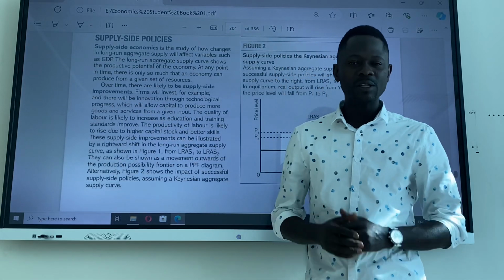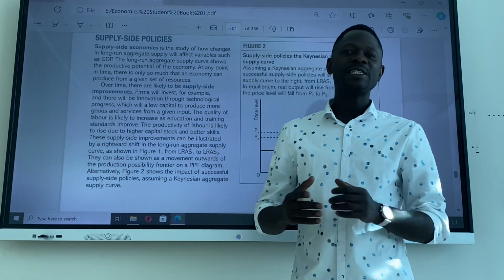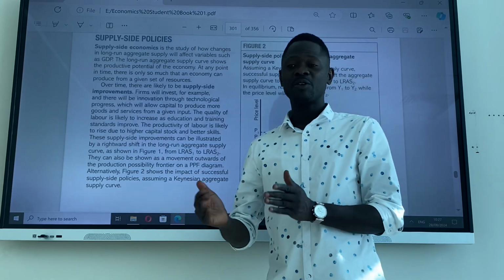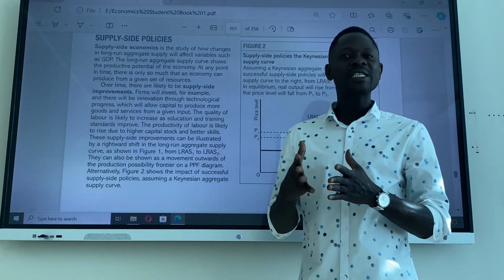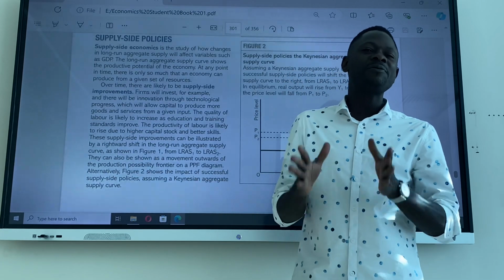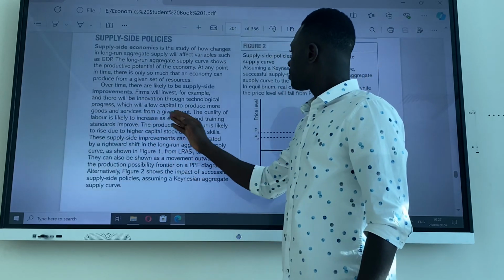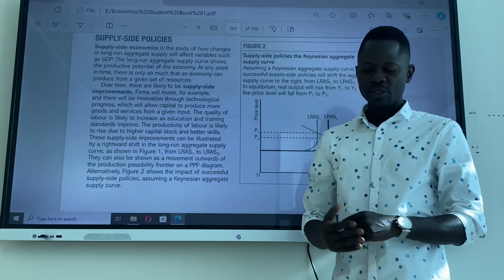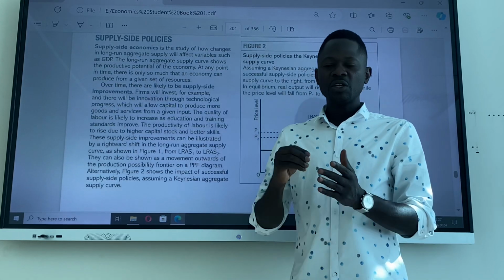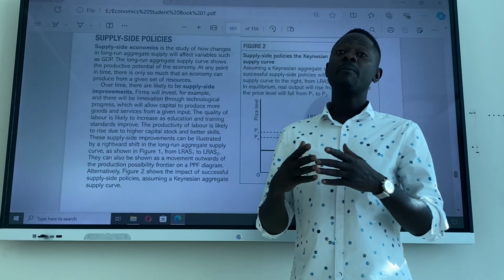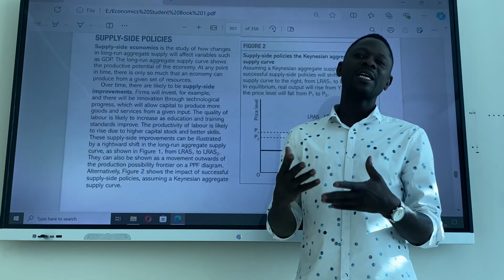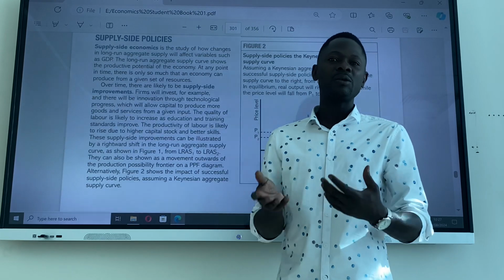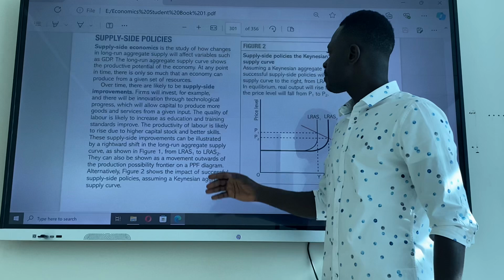Technological advancement can also improve the supply side contribution to GDP, because with technological advancement, things can be done faster, better, and in an efficient way, which will allow capital to produce more goods and services. That's efficiency there. So with advancement in technology, goods and services can be produced in a better version and faster than how they used to be produced.